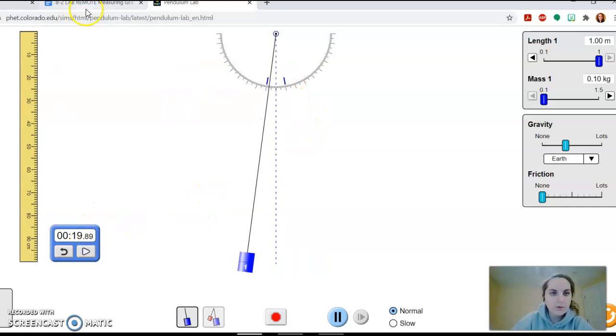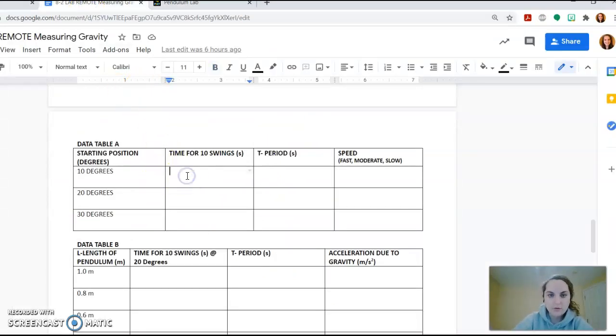This is the point where you would record your total time, and your total time might be different from mine. Maybe yours is more accurate. You're going to record it right in that box there. Now, in order to solve for your period, you're going to take the time for 10 swings and divide it by 10.